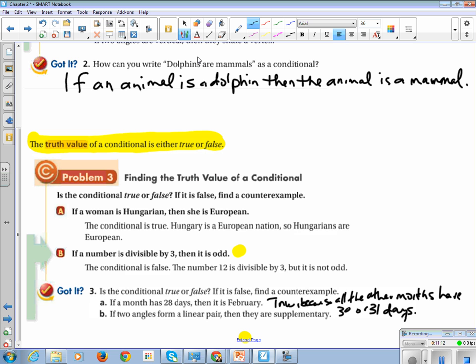If two angles form a linear pair, then they are supplementary. So remember, a linear pair looks like this. We have a straight line, angle A and angle B.